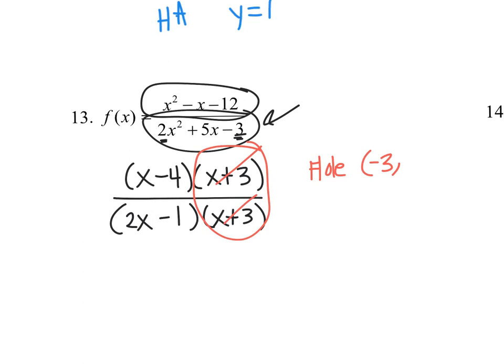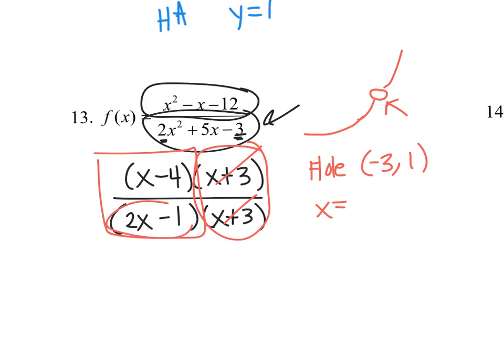After we remove the hole, we're going to want to plug in negative 3. So I'm going to plug negative 3 into this expression, and I get 1. So there's a hole at negative 3, 1. When you're graphing this, at the point (-3, 1) you'd put an open circle to represent the hole. The vertical asymptote is going to be x equals 1 half, because you set that equal to 0.